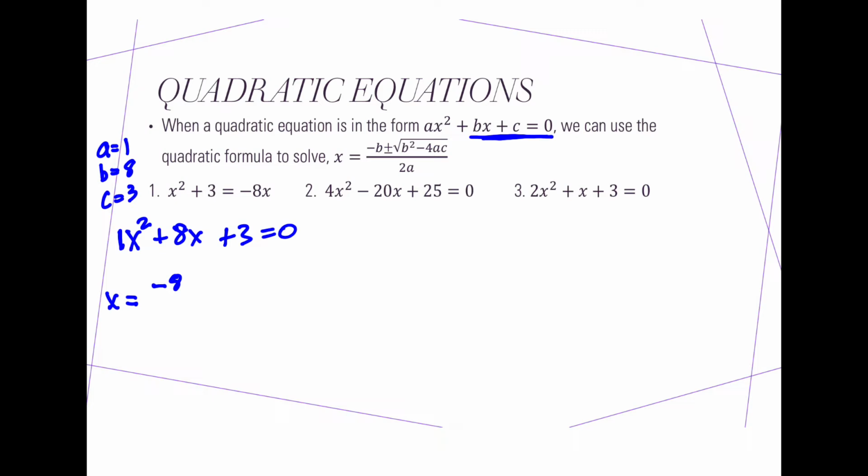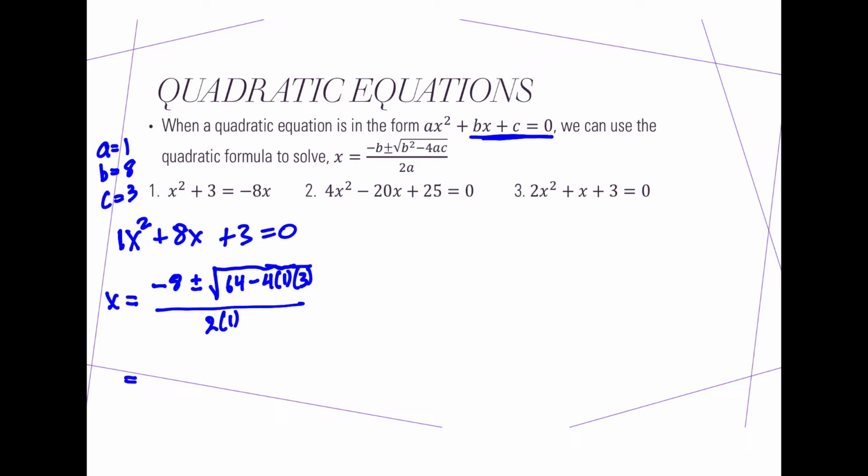Having that minus there doesn't mean that the number there is always going to have a negative in front of it. If it was a negative, we would end up taking the opposite of a negative, which is a positive. And then it's b squared, so that's 8 squared, so 64, minus 4 times a, which is 1, times c, which is 3. All divided by, notice this line goes all the way across there, 2 times a, which is 1.